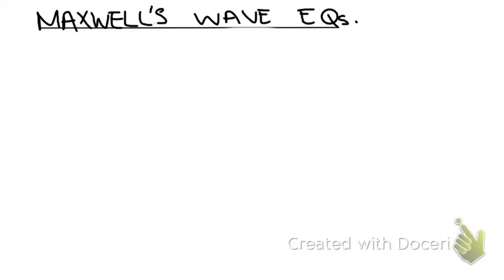Let's talk about Maxwell's wave equations. Specifically, I'm going to be talking about the inhomogeneous electromagnetic wave equations, and it is one of the equations describing the propagation of electromagnetic waves. They're generated by a non-zero source of charge and currents, and that is why they are inhomogeneous.